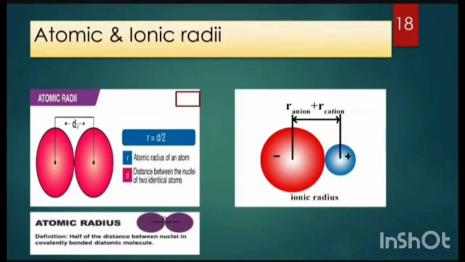So what is R? Atomic radius, D by 2, half of the distance. That's what the definition says. Half of the distance between the nuclei in a covalently bonded diatomic molecule is called the atomic radius, given by R equals D by 2. D is the distance between the two nuclei, and half of it, D by 2, is the atomic radius. Similarly, half of the distance between the nuclei of two ions is called the ionic radius.